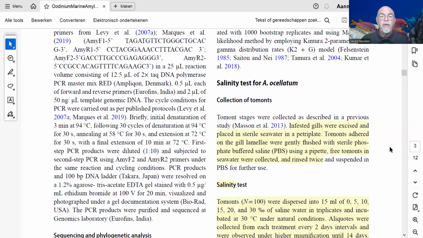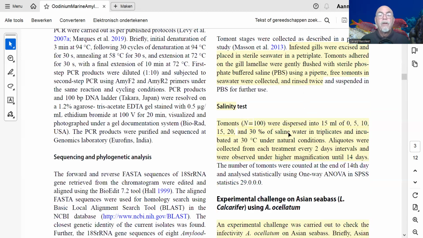But to start with, the salinity test they did: the parasites, the tomites, were collected by excising and placing the infested gills in sterile seawater. The tomites that were adhered to the gill lamella were gently flushed with sterile phosphate buffered saline using a pipette, and free tomites in seawater were also collected and rinsed twice. The tests were done in different salinity waters of 0, 5, 10, 15, 20 and 30% at 30 degrees Celsius. So they did it in laboratory testing.